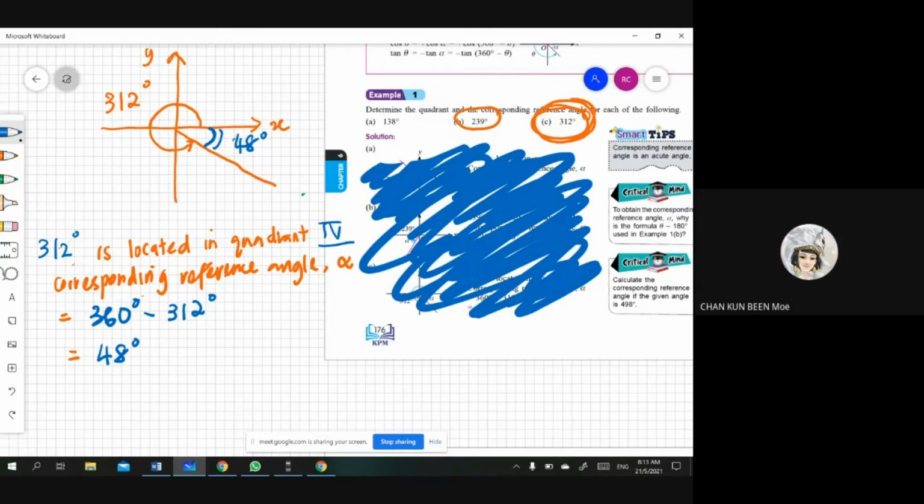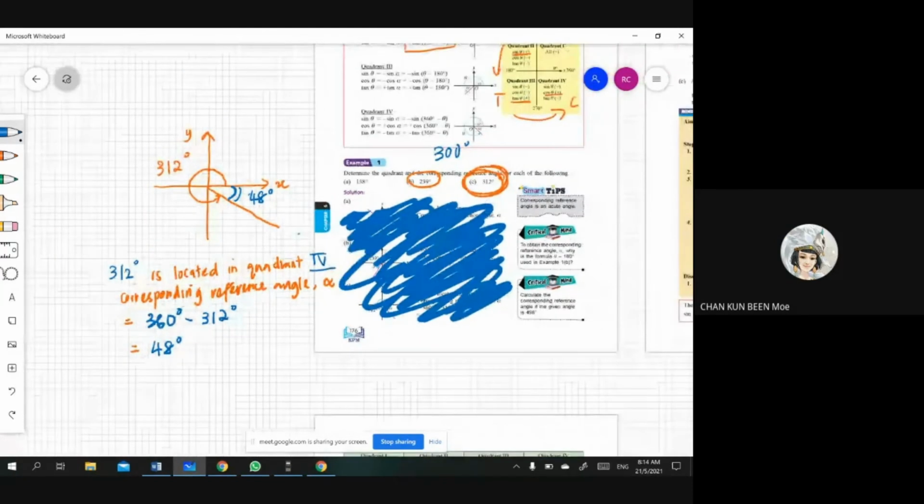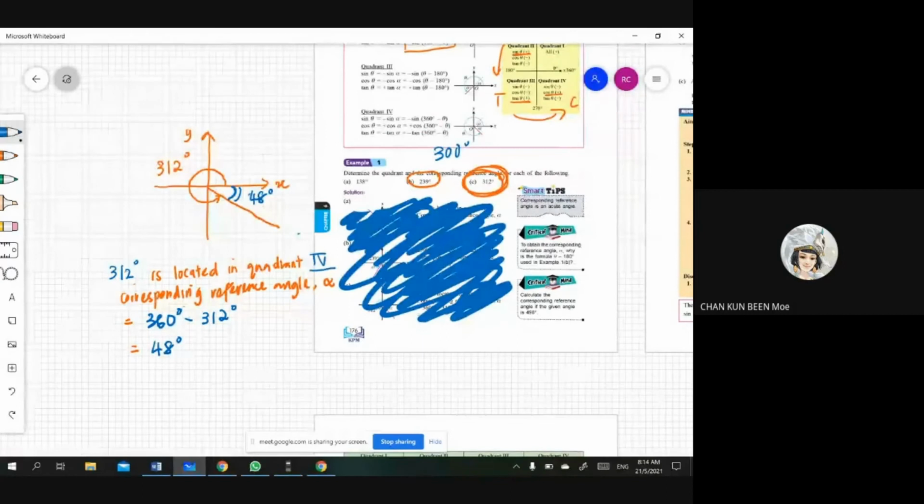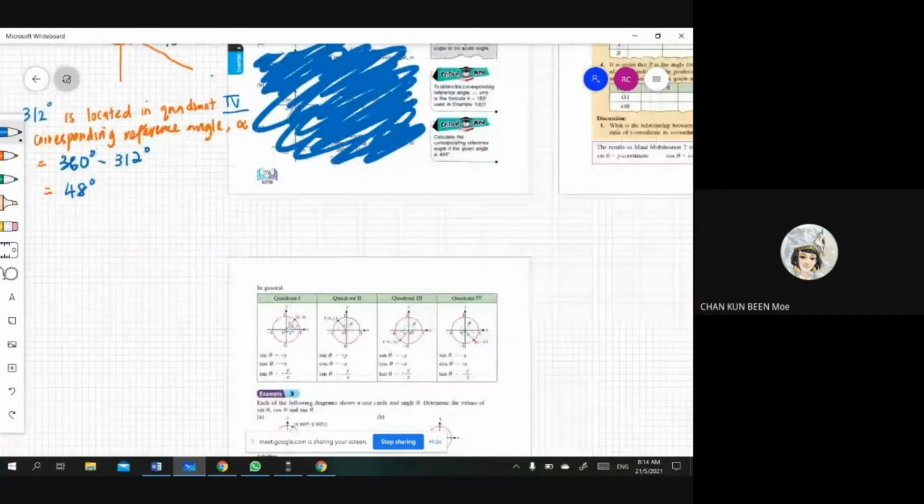Yes. So if I give you another question, for example, I ask you to find 300 degrees. Can you guess 300 degrees is in which quadrant? Quadrant 4. So how much is the corresponding reference angle? 60. Yes, easy. 60, right? Okay, so you don't have problem in finding the corresponding angle right now. So we are going to move on to example 2.